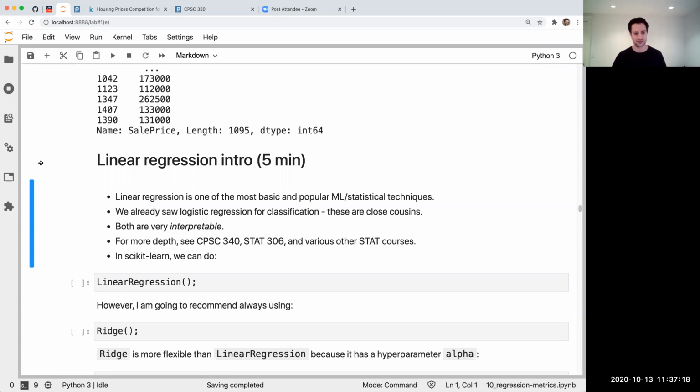And so they're very similar to each other. There's a lot more on this in other courses. I think Stat 306 may be actually mostly about linear regression for an entire course.